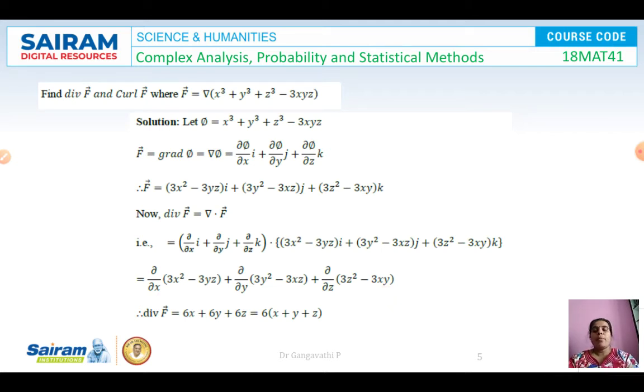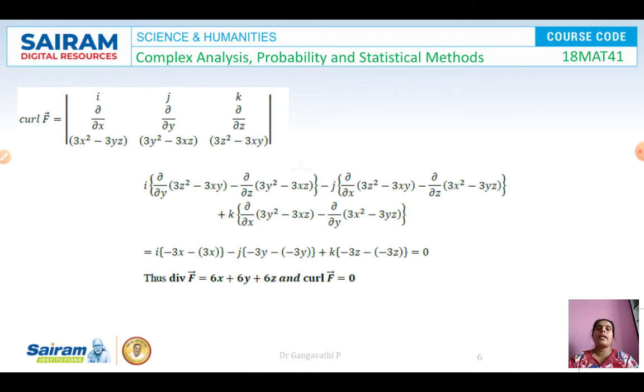Now dou by dou x of this: differentiation of this term partially with respect to x, we get 6x, and this term becomes 0. So 6x is written. And here differentiation of this term is 0 and differentiation of 3y square with respect to y is 6y. And differentiation of this term with respect to z is 0, and partial differentiation of 3z square is 6z. So divergence of f is nothing but 6 taken out, into x plus y plus z. It was asked to find the divergence and curl. So we could find the divergence now. Now we have to find the curl.